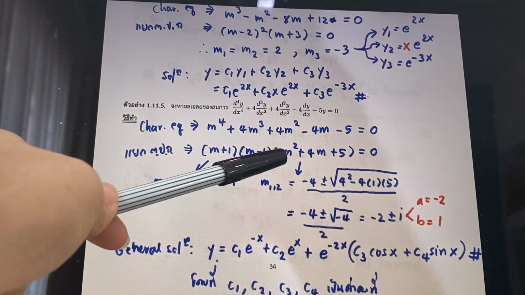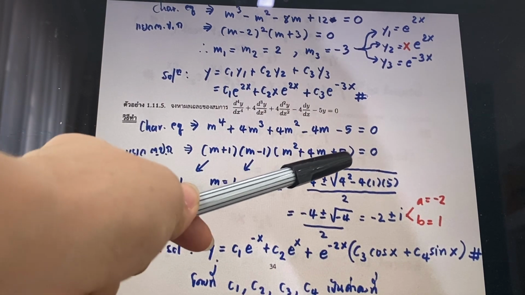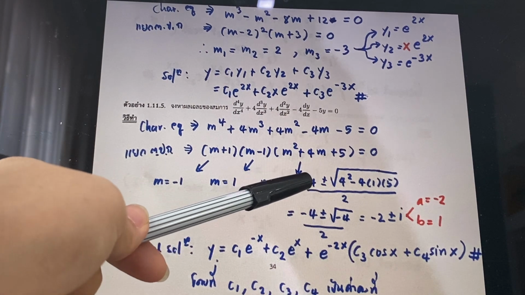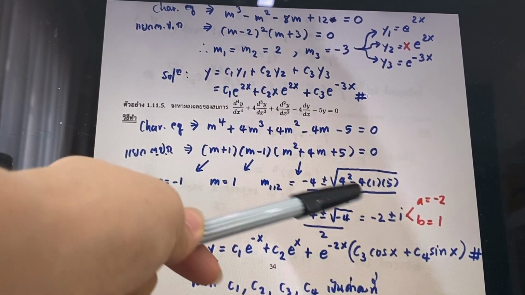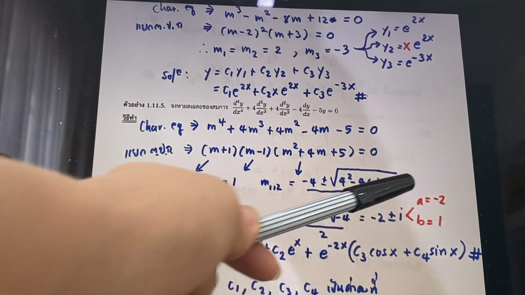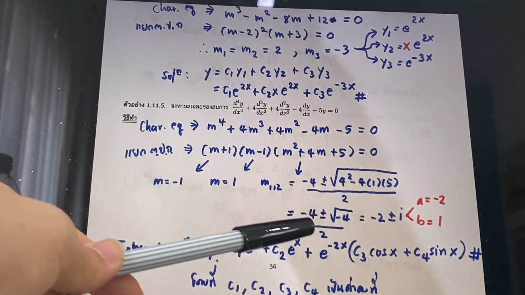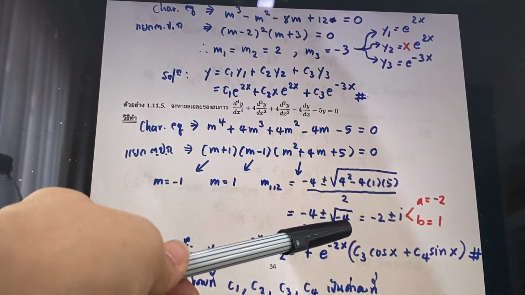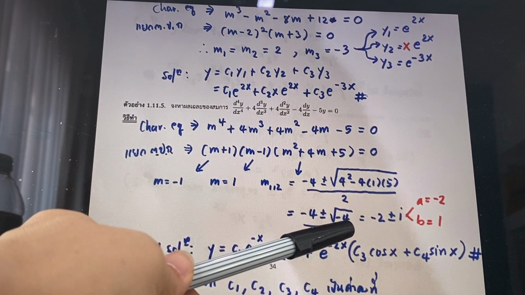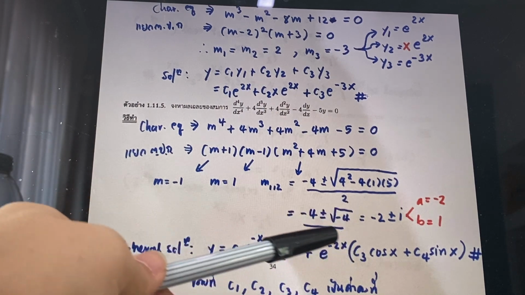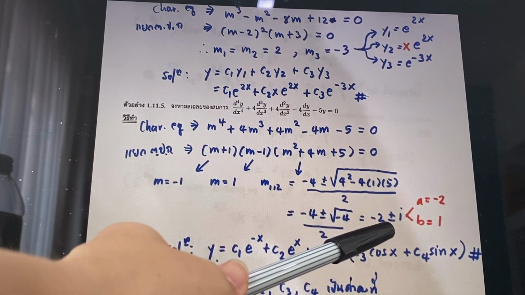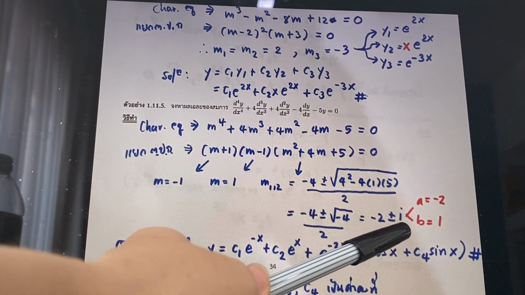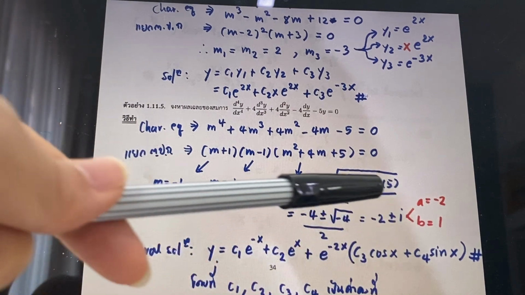We have a equal to 1, b is 4, c is 5. So you plug into the quadratic formula, minus b plus or minus the square root of b squared minus 4ac, all divided by 2a. You simplify this: 16 minus 20, so you get minus 4. The square root of minus 4 is 2i, and you divide through by 2, you get negative 2 plus or minus i. So the real part is minus 2, and the imaginary part is 1.